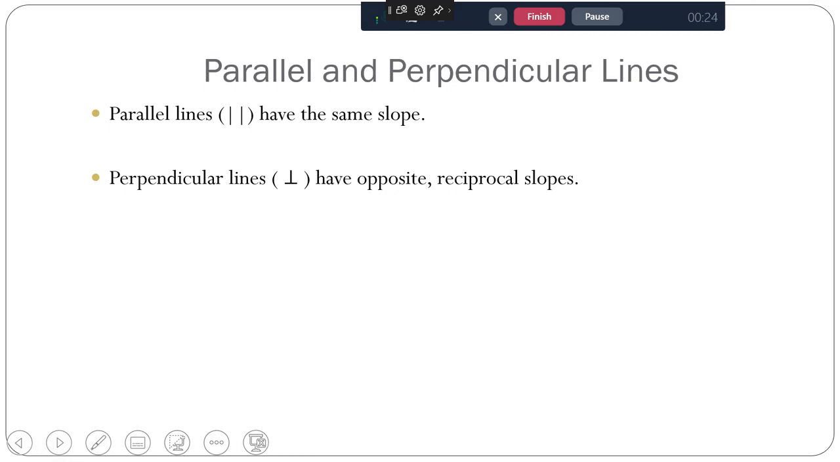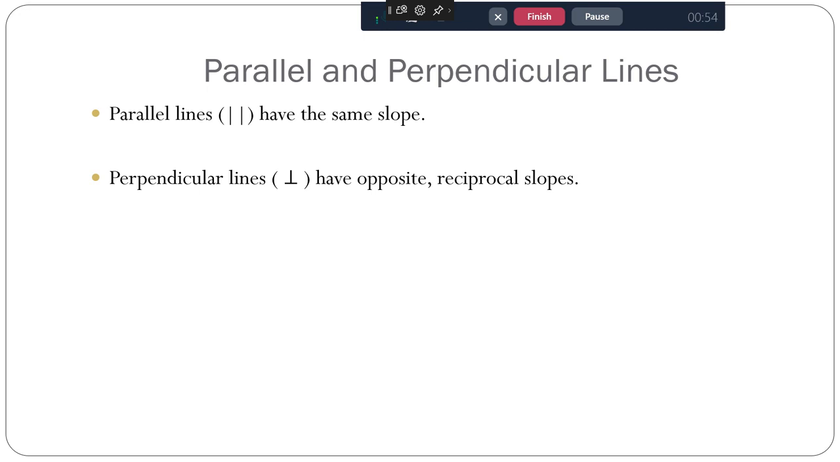First, parallel lines, which are represented by two bars, have the same slope. Perpendicular lines are represented with an upside down T, and have opposite slopes, which are opposite and the reciprocal slope. So opposite means opposite sign. So if we have a positive 4 for the slope, if we were looking for the perpendicular slope, it would be negative, and then we would flip it.